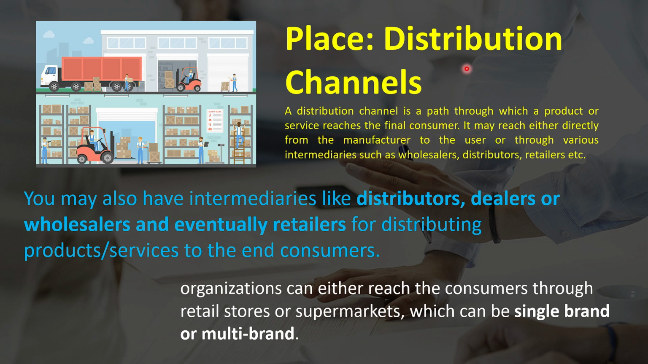So in the case of Flipkart, if you order a phone or mobile, it reaches you after 3 or 4 days, and if you have fast delivery, it will reach the next day. It may reach directly from the manufacturer. Firstly, the manufacturer sends it to the Flipkart storehouse, and from that storehouse it comes to your nearby storehouse, and from there to your doorstep. It may reach the user directly from the manufacturer, or through various intermediaries such as wholesalers, distributors, retailers, etc.